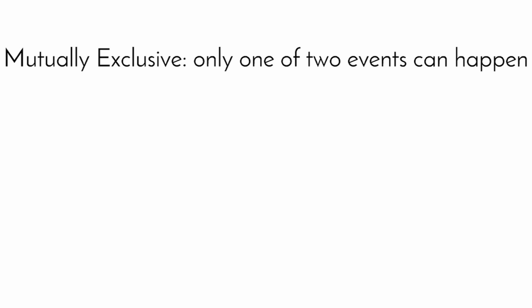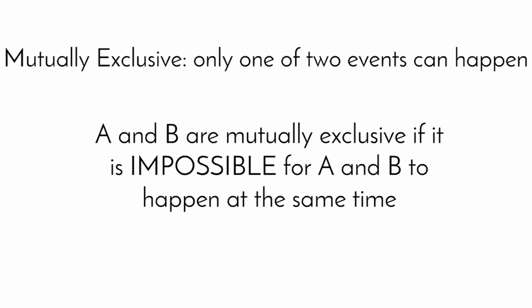Let's talk about mutually exclusive events. Mutually exclusive events means that only one of two events can happen. A and B are considered mutually exclusive if it is impossible for A and B to happen at the same time. Here are some examples.